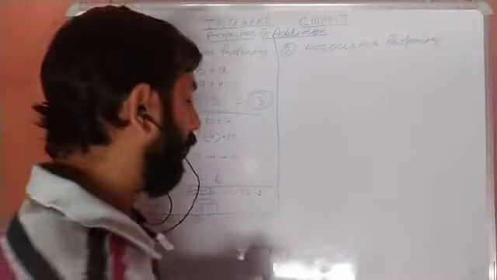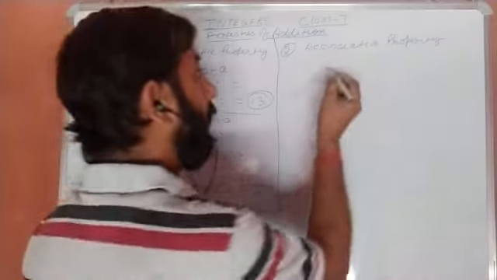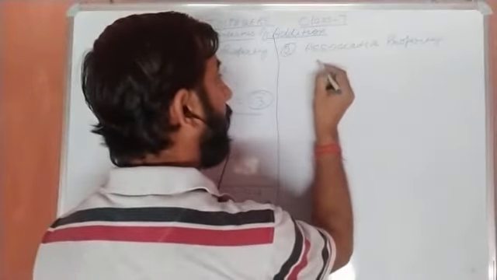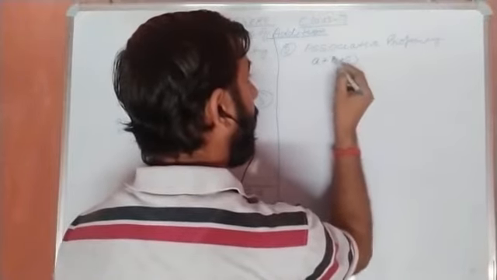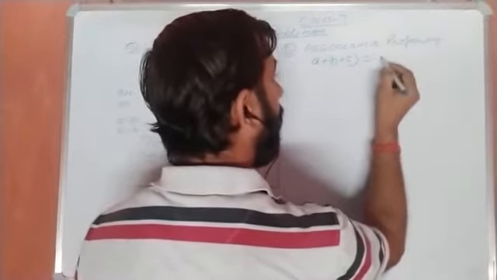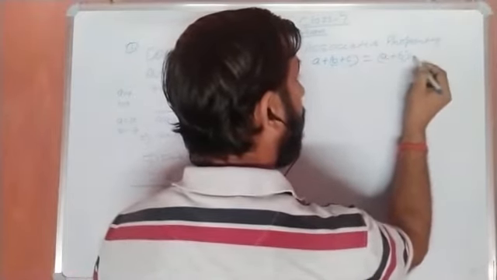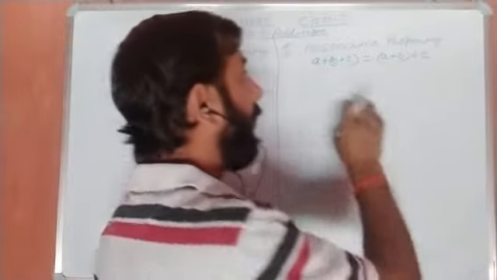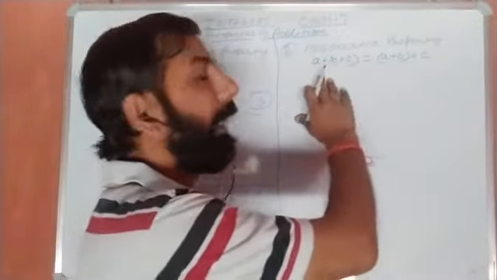Now come to the associative property. In the associative property, it is said that A plus B plus C equals A plus B plus C, grouped in a different way. It means if there are 3 digits, you can add them in any way.